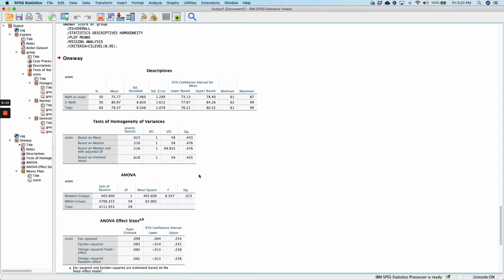Let's look at our test of homogeneity of variance. The very last column in this table shows a significance value of 0.433. We're going to base it on our mean. So since this is greater than the alpha level of 0.05, this tells us that there is no statistically significant difference between the variances in the score variable from the math as usual group compared with the score variable from the ZMath group. So we can conclude that the criteria of the homogeneity of variance has been satisfied, and we can also determine that all of our assumptions have been satisfied.